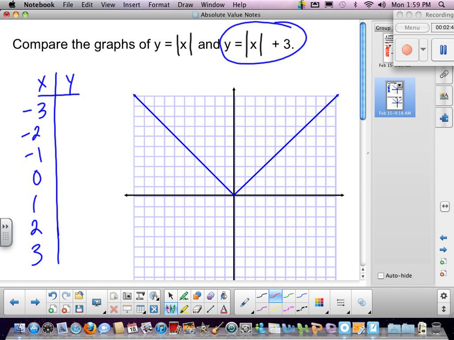All right, so when we substitute in -3, the absolute value of -3 is 3, plus 3 is 6. Substitute in -2, we get 5. -1, we would end up getting 4. 0, we would get 3. 1, we end up with 4. 2, we end up with 5. And 3, we end up with 6. So if we go ahead and graph those ordered pairs, -3, 6 would be there. -2, 5. -1, 4. 0, 3. Then 1, 4. 2, 5. 3, 6.